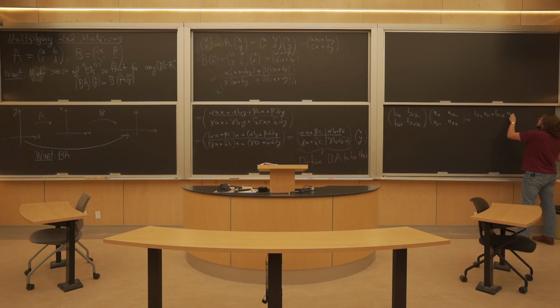Sorry, 2, 1. And then B11 A12 plus B12 A22. And then here I have B21 A11 plus B22 A21. Then B21 A12 plus B22 A22.